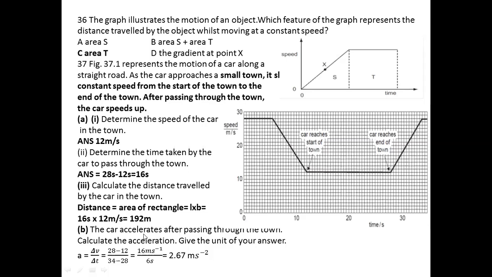Next part, the car accelerates after passing through the town. Calculate the acceleration. The formula of acceleration is change in velocity over change in time. So final velocity becomes 28 meter per second, initial is 12, and the time interval is starting from 28, ending at 34. So change in velocity over change in time: 28 minus 12 over 34 minus 28, it becomes 16 divided by 6. Final answer is 2.67 meter per second squared.